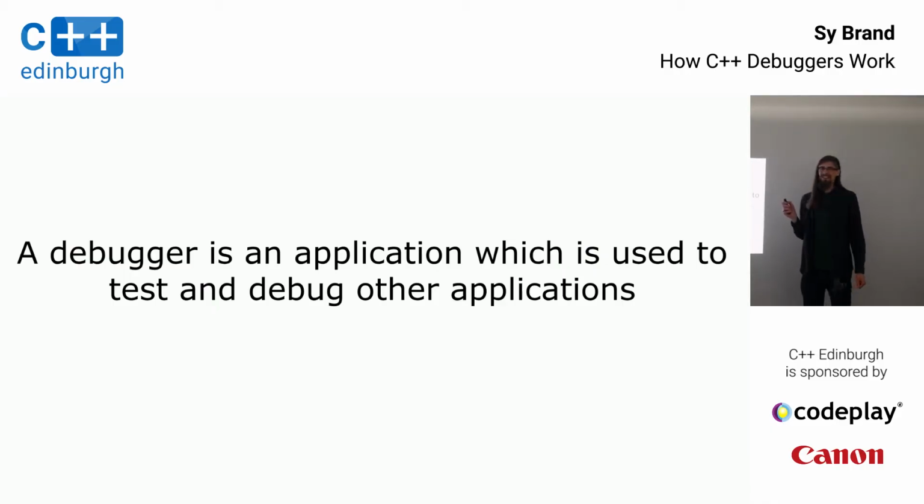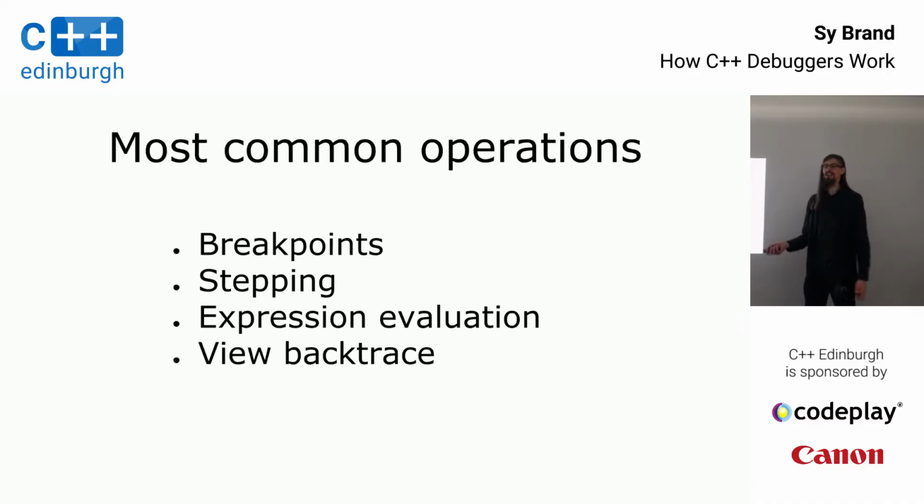A debugger is an application which is used to test and debug other applications. This is maybe a broad term that can apply to other things. A little bit more specifically, you want to do things like set breakpoints, step around your code, evaluate expressions. What is the value of this expression at this point in my code? Or view my backtrace. How did I actually get to this function which I'm in right now?